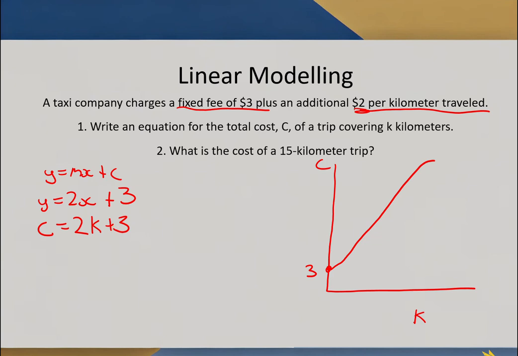Next thing, it's wanting me to find out the cost of a 15-kilometer trip. That just means wherever I see K, I'm substituting 15 into my equation. So my cost will be 2 times 15 is 30, plus 3 is 33.